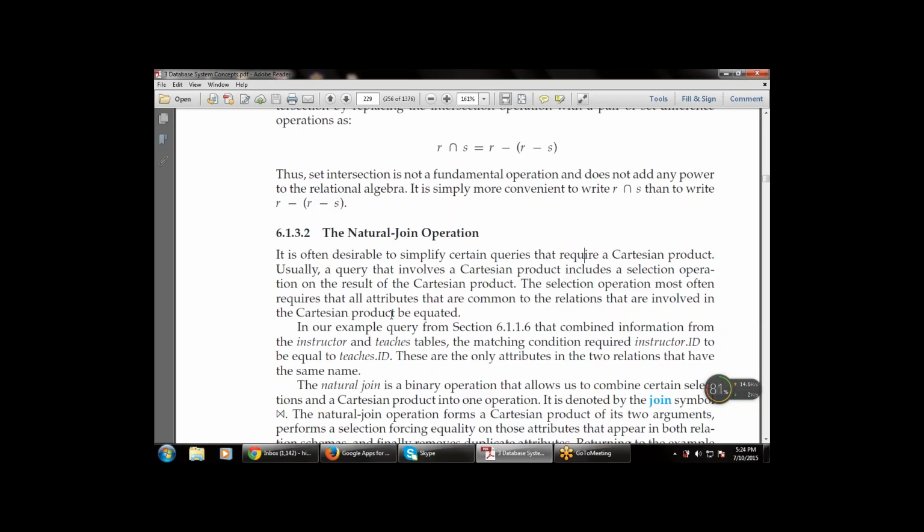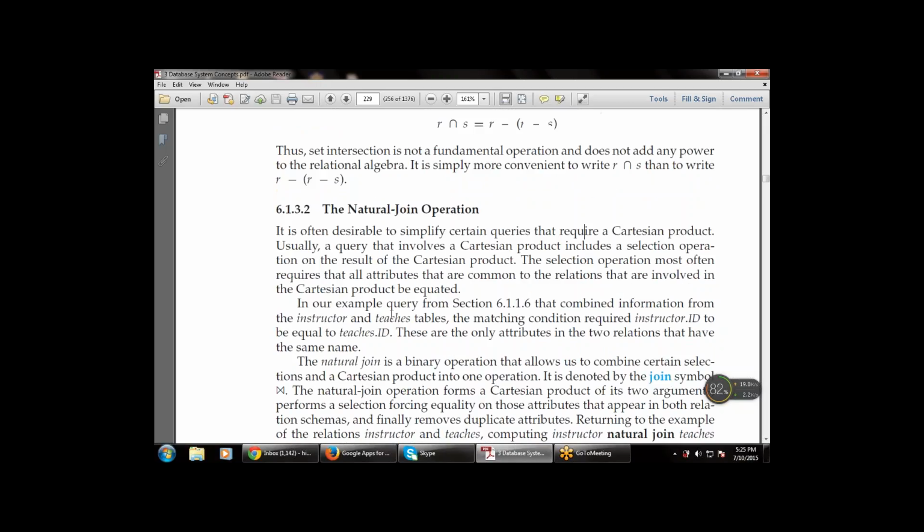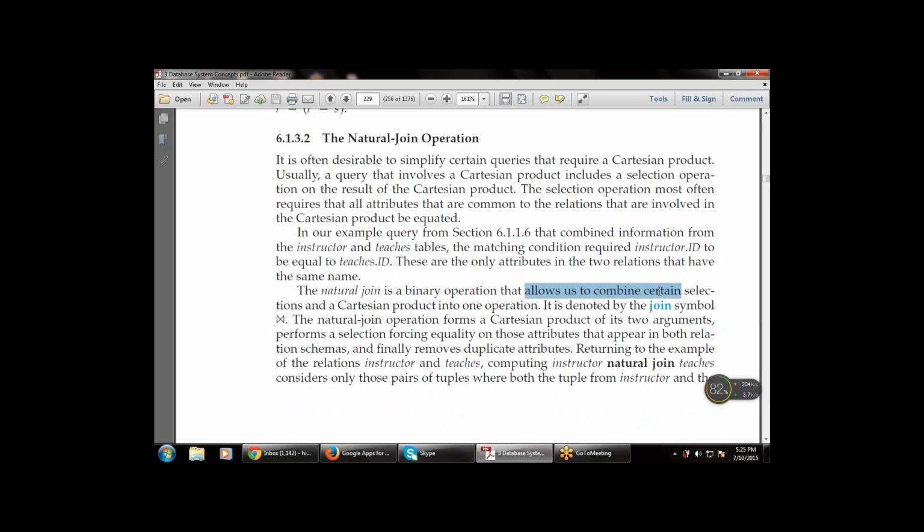The selection operation most often requires that all the attributes that are common to the relations involved in the Cartesian product be equated. In our example, where we combine information from the instructor and teaches tables, the matching condition requires instructor.ID to be equal to teaches.ID. These are the only attributes in the two relations that have the same name. The natural join is a binary operation that allows us to combine certain selections and a Cartesian product into one operation.